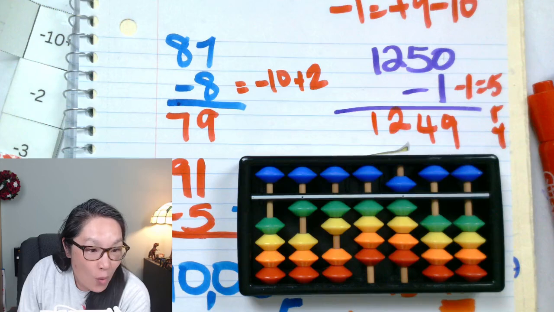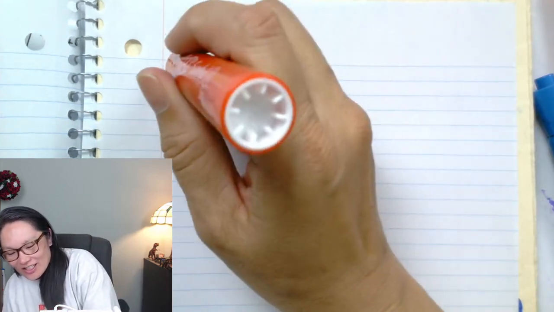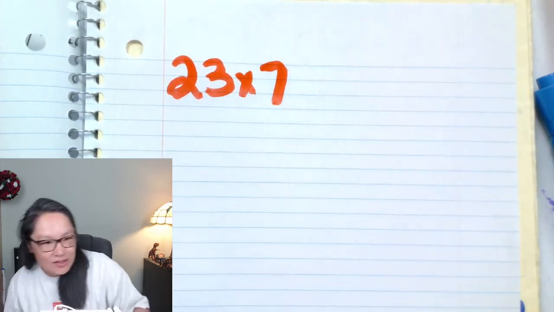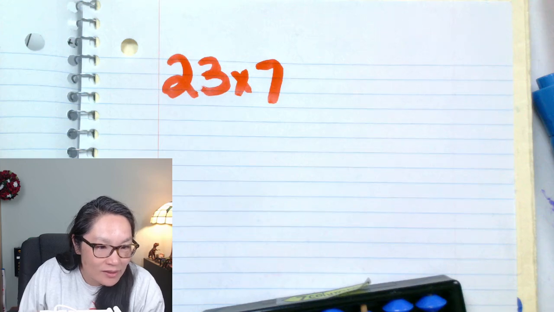Multiplying is scary. No, it's not. Actually, it's really quite easy. I will show you the way. So let's do something easy. 23 times, I don't know, 7. Let's do that. You just keep taking from the next one over.